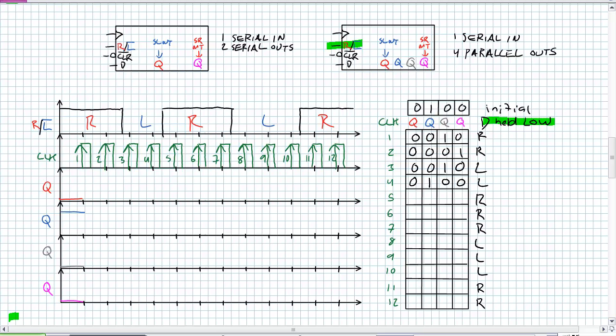Let's go ahead and see what happens when we shift it right 3 times. We shift 0, 1, 0. What's shifted in? That D input 0. We're again shifting right: 0, 0, 1. What's being shifted in? 0. Finally, we're shifting right again. What happens to that 1? It's out of there.